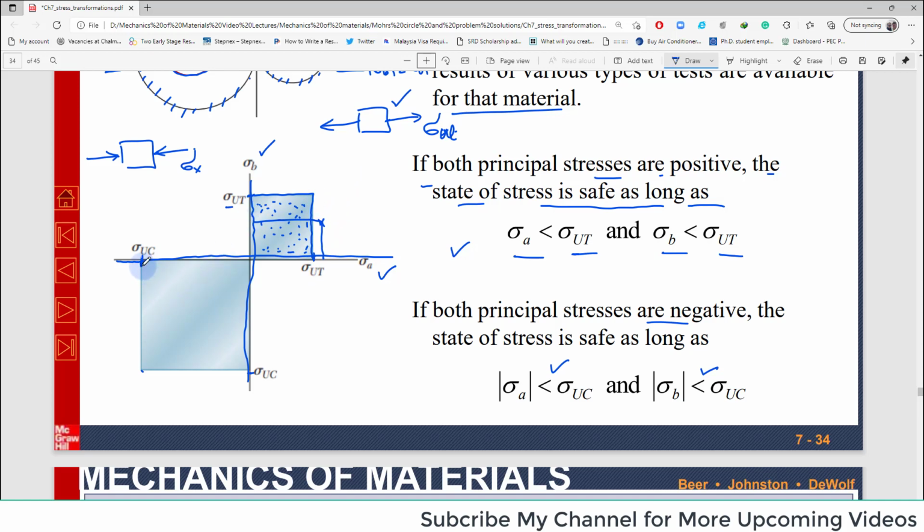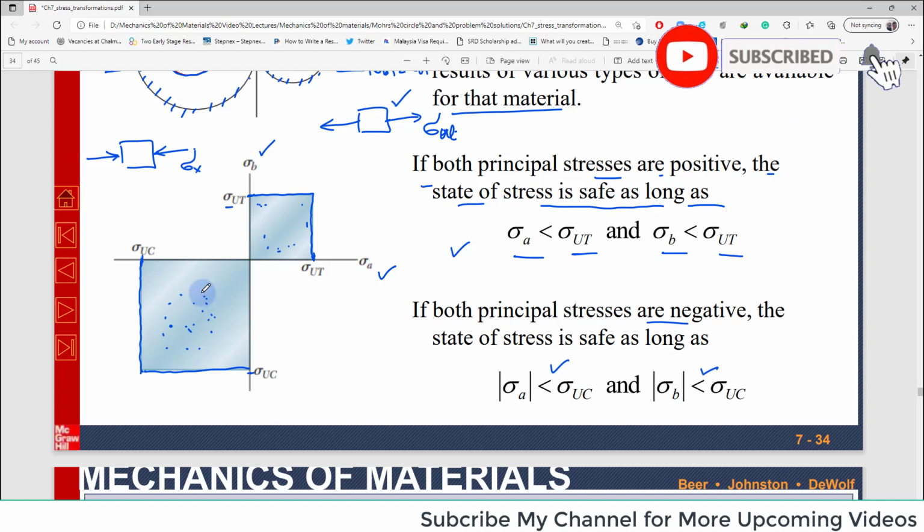Clear? Now similarly, the same is the case for compression stress. If you join these two points, definitely this is for the compression test. So if sigma A and sigma B are both negative, any point that lies in this region will be safe, and the brittle material will not fail. If the point is outside this region, it will fail.